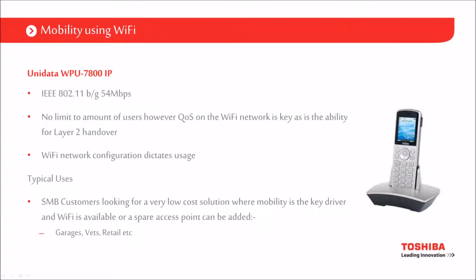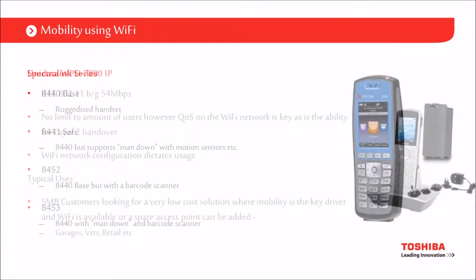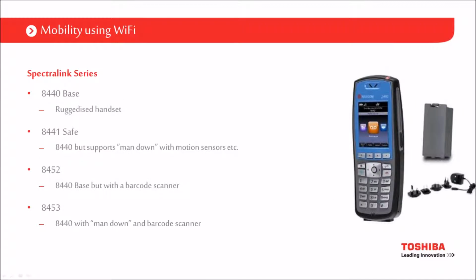So you may need either a fairly sophisticated wireless network, or if it's a customer who just wants one or two mobile options, then you could just put an access point in just for voice. That would keep the quality of service up, and it would act as a very cost-effective way of adding a mobility option to a small installation somewhere. So again, as I've said, this would be for SMB customers looking for a low-cost solution. Mobility is a driver, but they either do have Wi-Fi or they could add Wi-Fi to give that functionality.